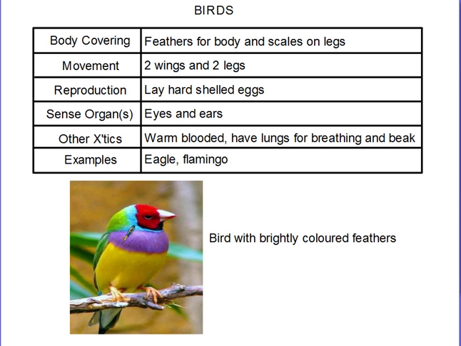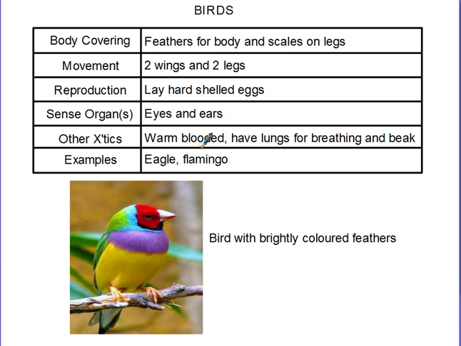This is a beautiful colored bird here. They have feathers for body and scales on legs. These are their protective coverings. The feathers on the whole body and then the scales on the legs. For their limbs, they have 2 wings and 2 legs. Their 4 limbs are specialized into wings. They lay hard-shelled eggs. Their sense organs, they have eyes and ears.